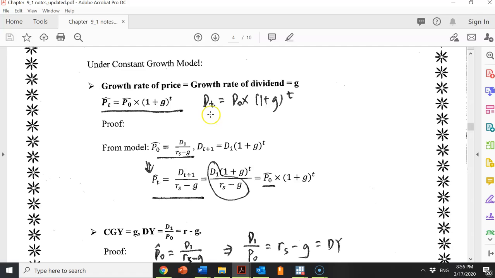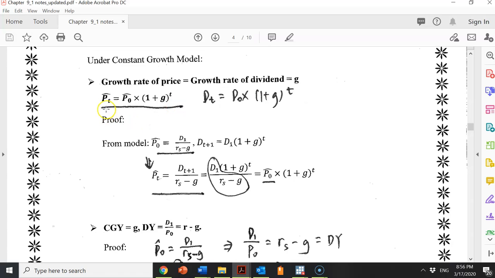Okay, we know that Dt equals D0 multiplied by (1 plus g) to the power of t. But at the same time, Pt, the stock price at time t, also equals P0 multiplied by (1 plus g) to the power of t. Okay, this is the proof.